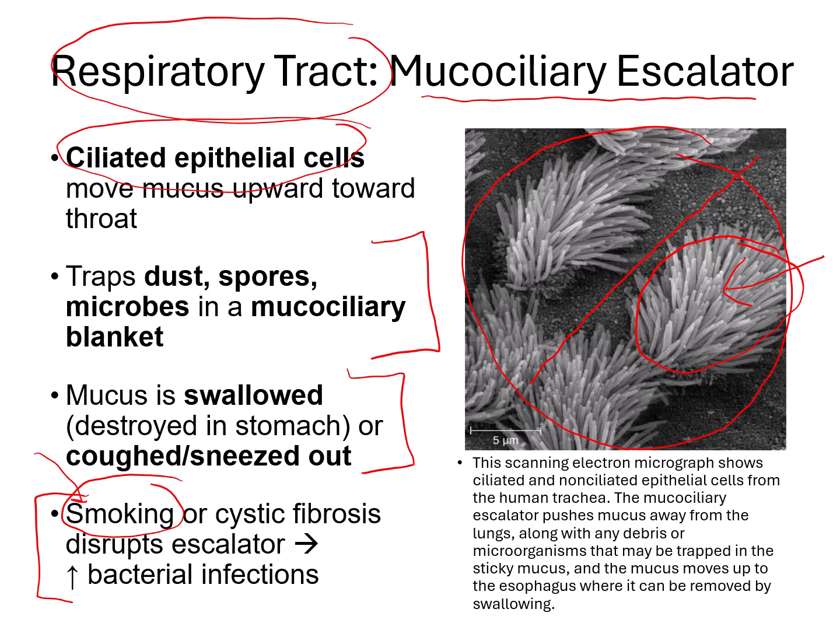Although in chronic inflammation that occurs with smoking, it could be that the epithelial cells are so damaged that the cilia can no longer come back. They can no longer function properly.